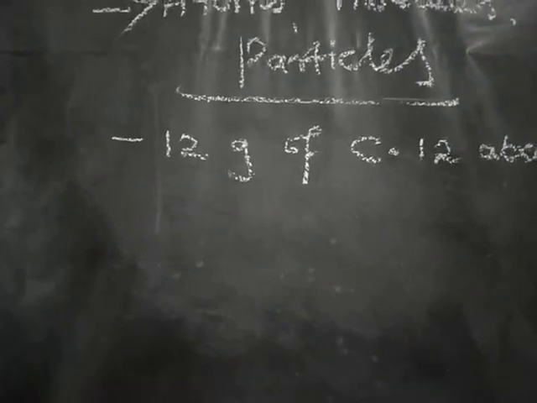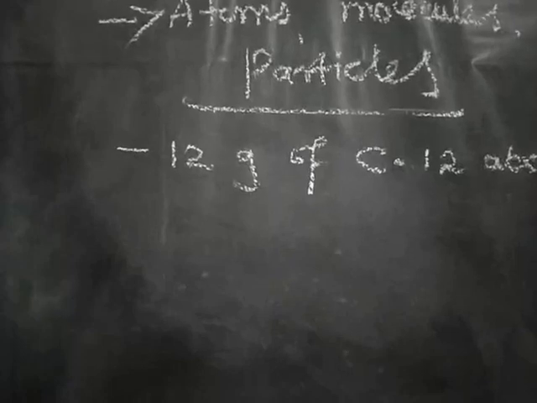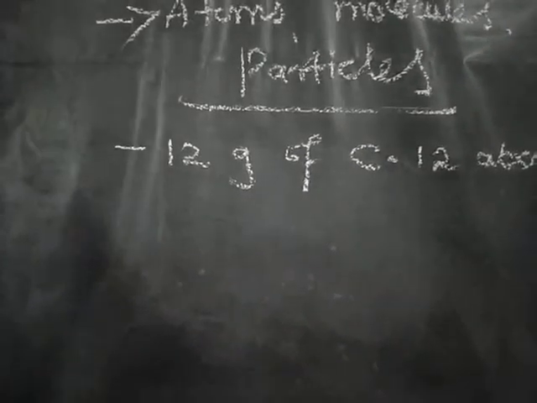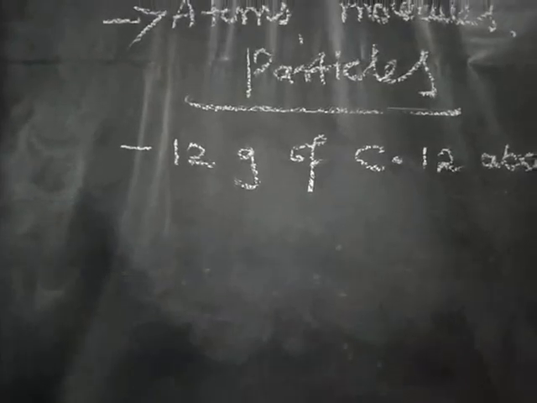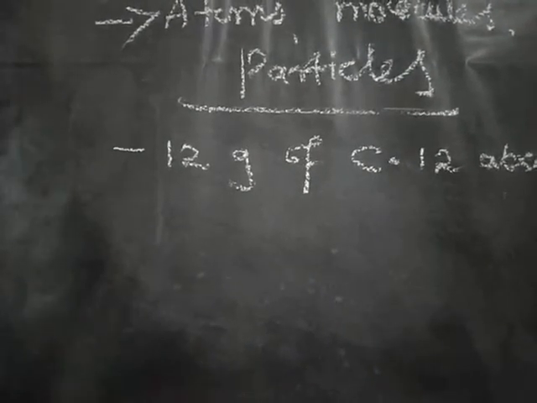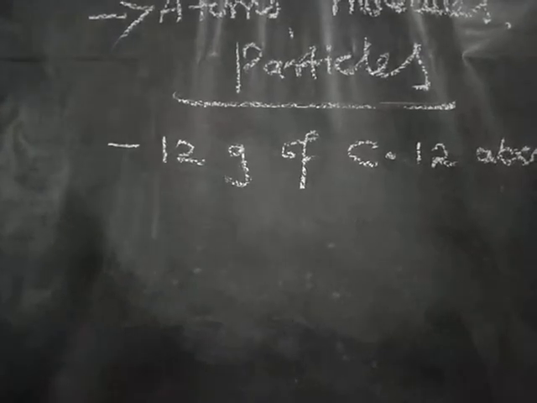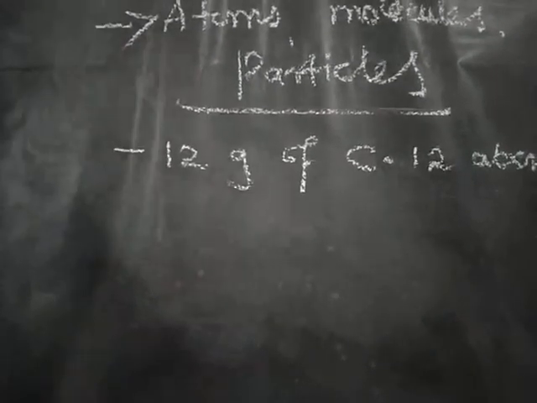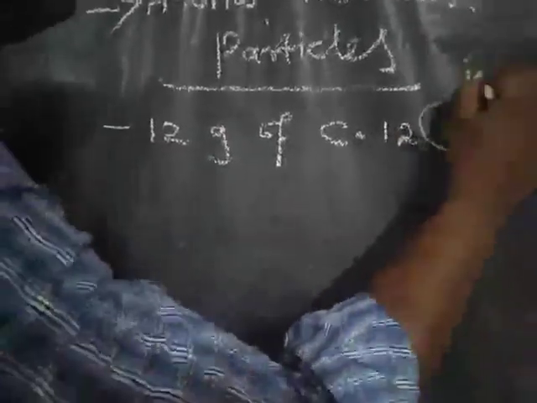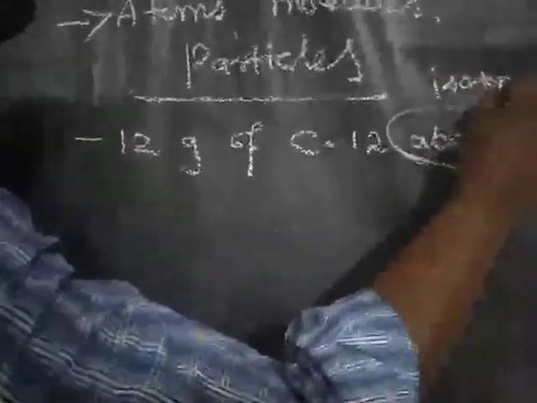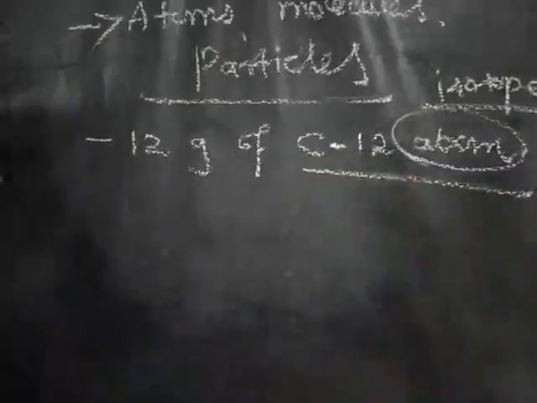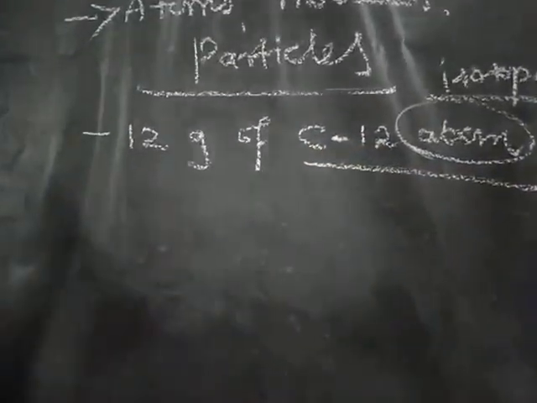Once again I will repeat. The amount of substance that contains as many elementary entities, entities meaning either atoms or molecules or particles, as there are atoms in exactly 12 grams of carbon-12 isotope. Instead of atom you have to write isotope, though atom is also okay. The textbook itself gives isotope, so you have to use isotope.